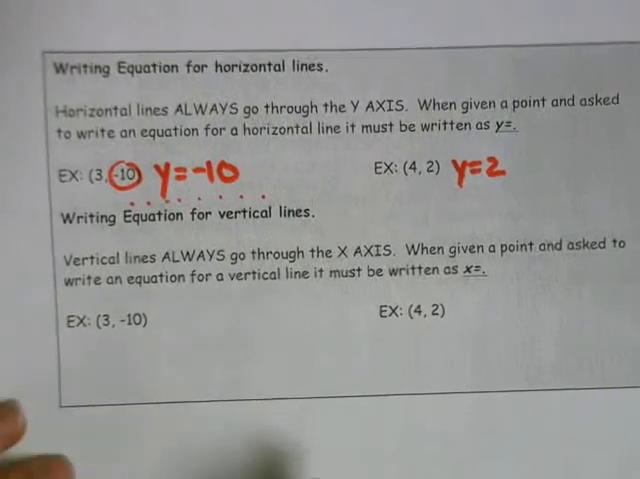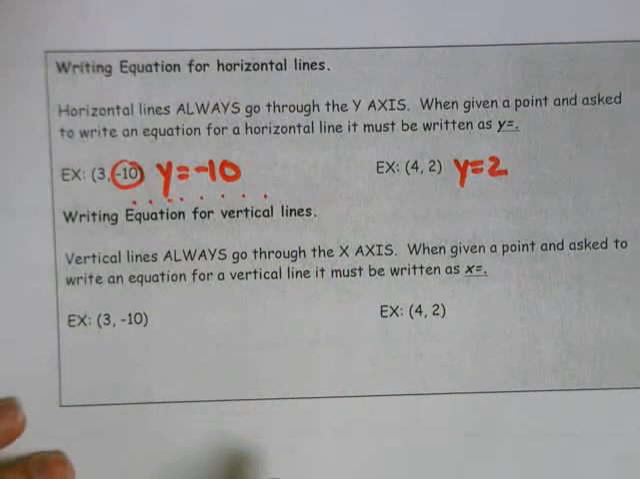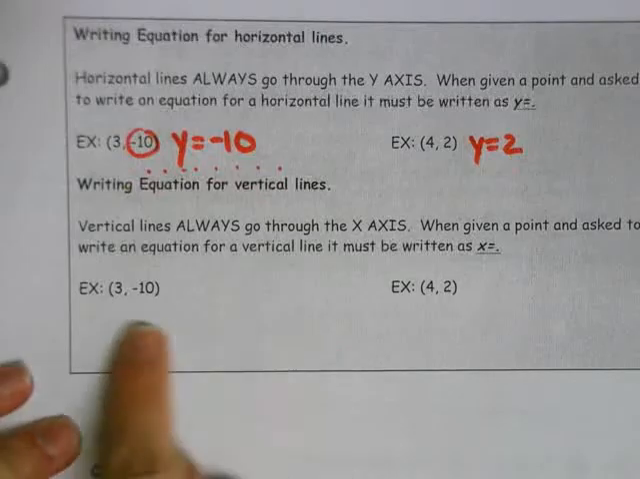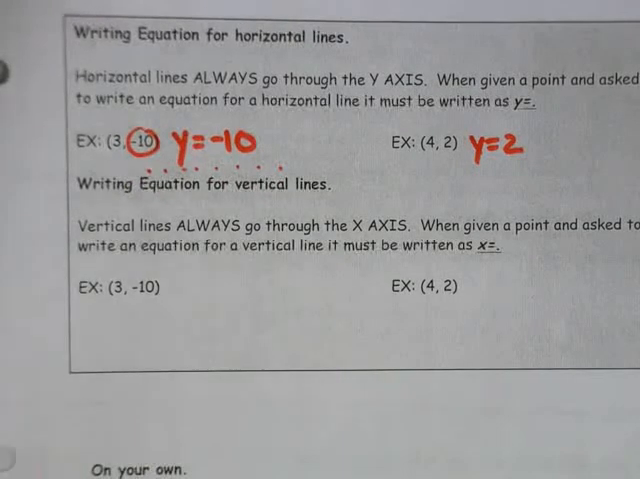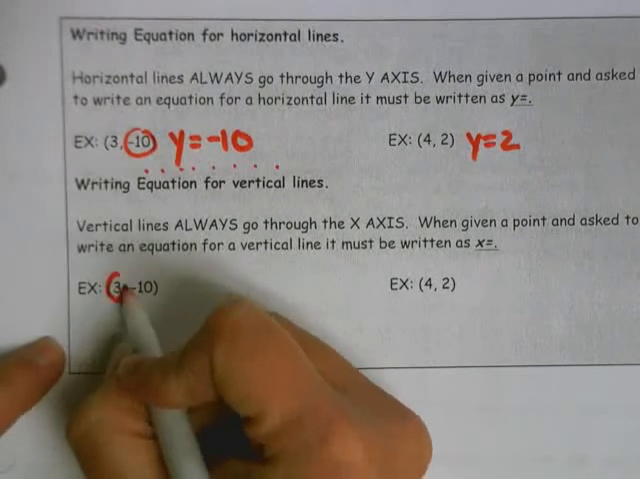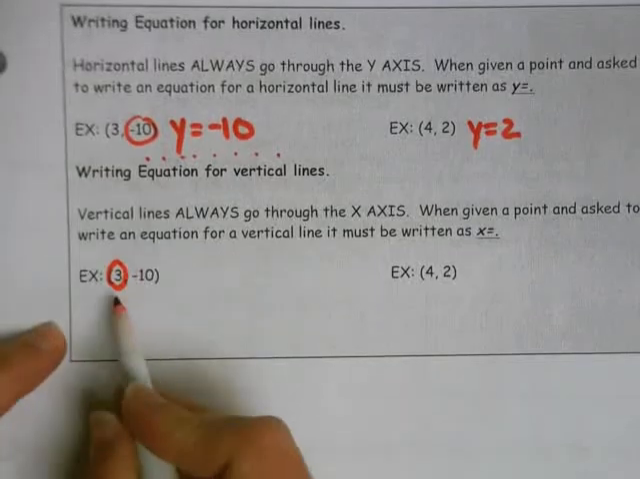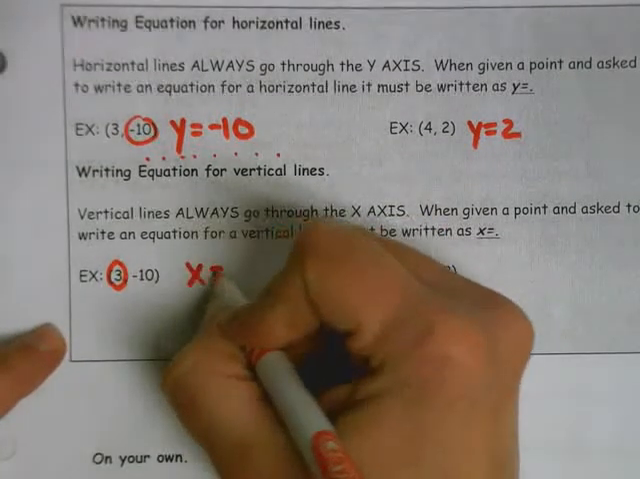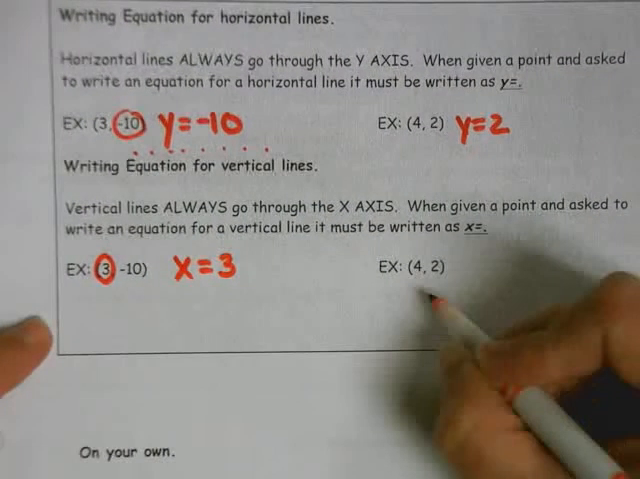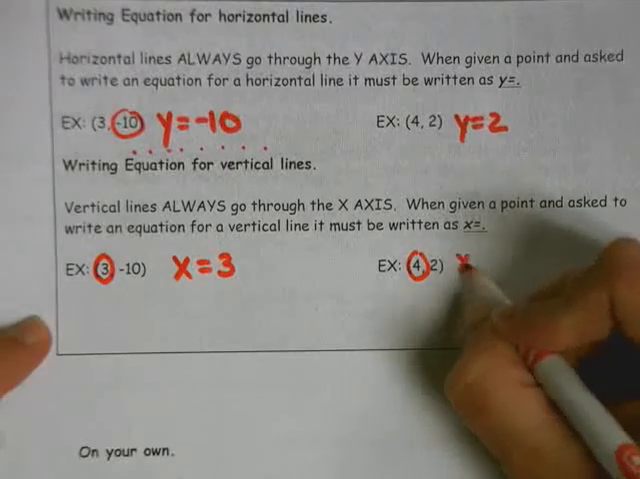Vertical lines are the opposite. Vertical lines go straight up and down, so you're always going to go side to side the same distance. So if you're always going side to side the same, how far are you going side to side? You're going to 3. You're going to x equals 3. Over here, side to side the same, you're going to x equals 4.